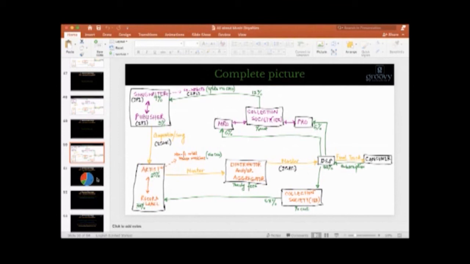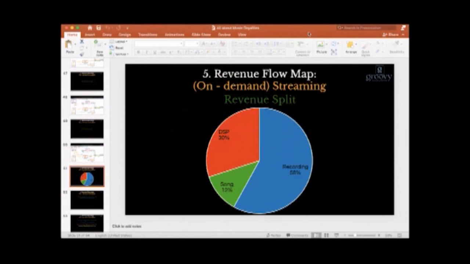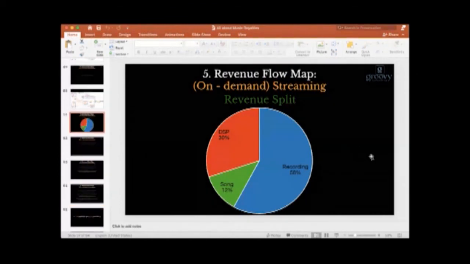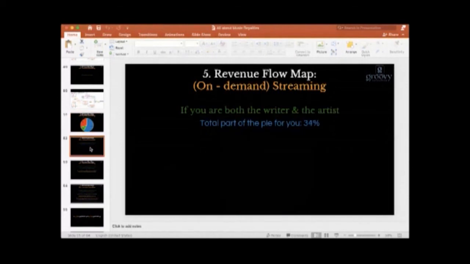As you might have noticed, the revenue split is distributed something like this: the DSP gets 30%, the song or the publishing side gets 12%, and the recording gets 58%. Another interesting conversation going on in the music industry is whether the split is equitable or not, is this fair or not? Again, we're not going into the debate, we're just talking about how we can collect that money. So if you could note, if you're both the writer and the artist, the total part of the pie for you is 34%.